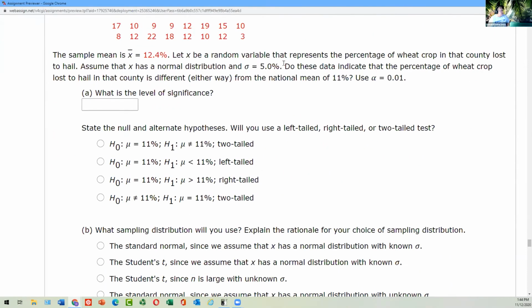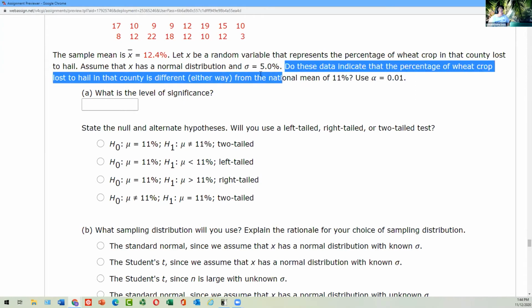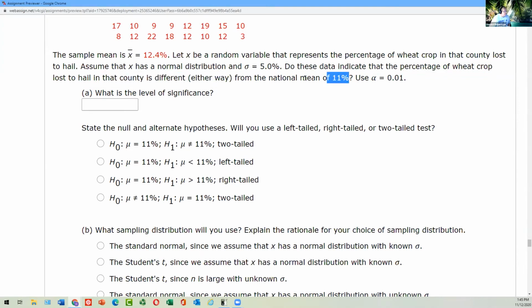Now, this one is the first time we've seen this particular hypothesis. Does this data show that the percentage is different from the national average of 11%? So it's different. So is the mean different from the national average of 11?